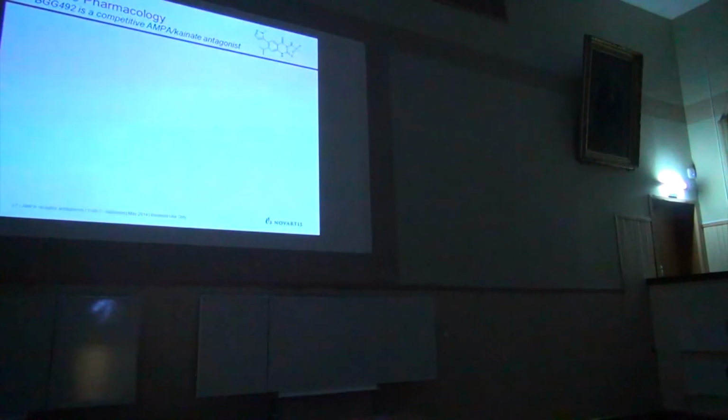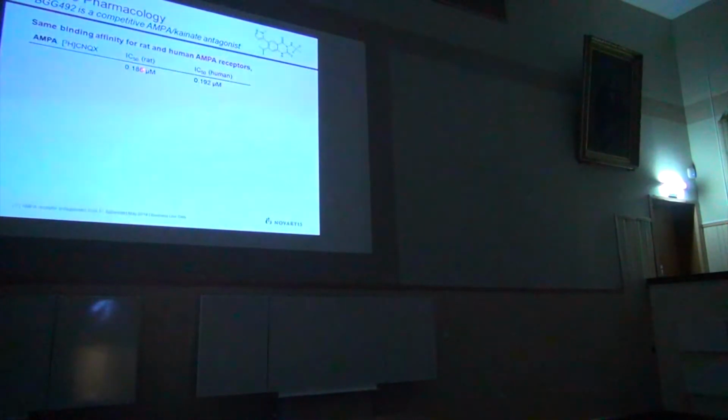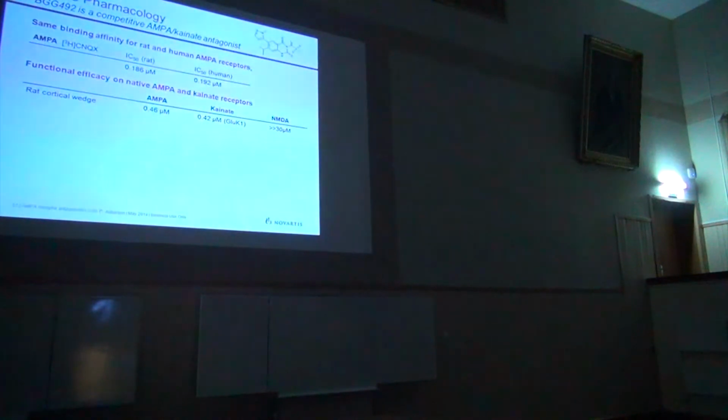Next slide, please. Let me say just a few words about the in vitro pharmacology of BGG492. This compound is active on both the rat and the human receptor. It's important to be able to predict the activity in human. The functional efficacy was determined by electrophysiology. In the rat cortical wedge, we see that the affinity at the AMPA receptor is the same as at the kainate receptor, the second receptor we wanted to inhibit.